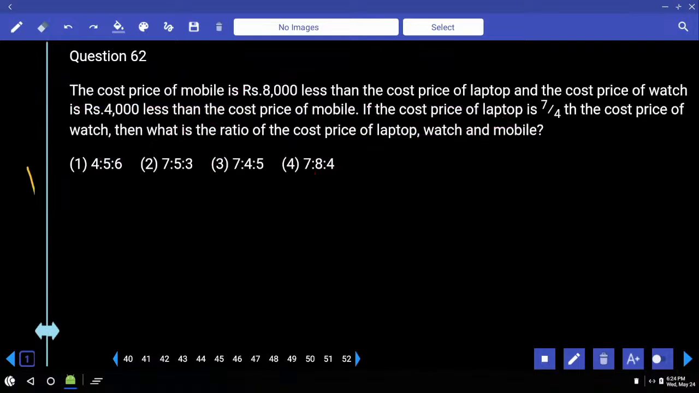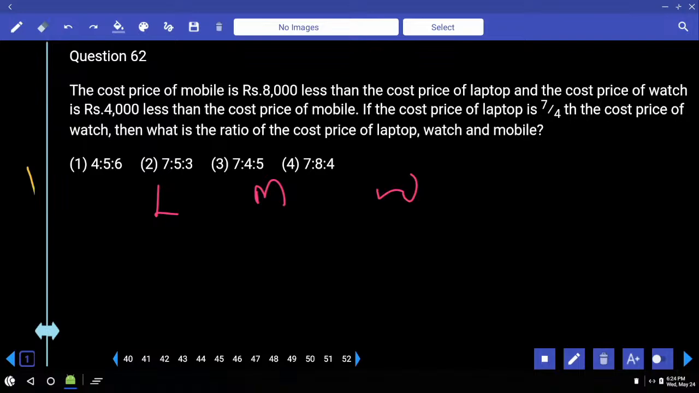The cost price of mobile is 8,000 less than the cost price of laptop. Mobile, laptop, and the cost price of watch is less than the mobile. Laptop, mobile, watch.